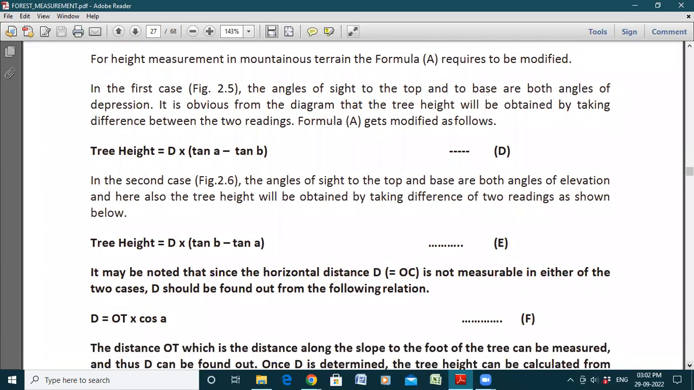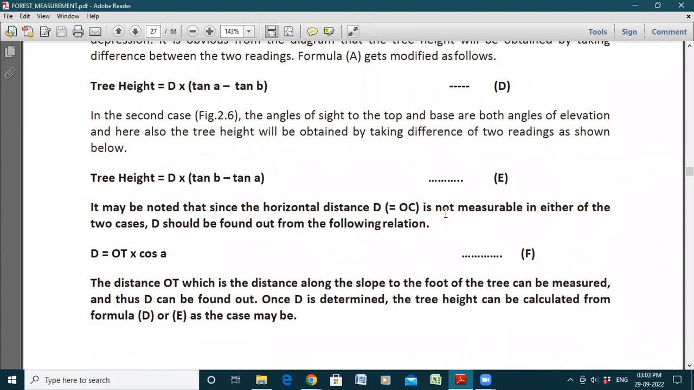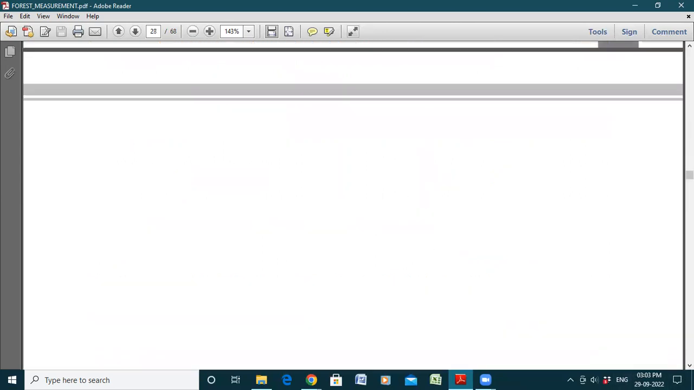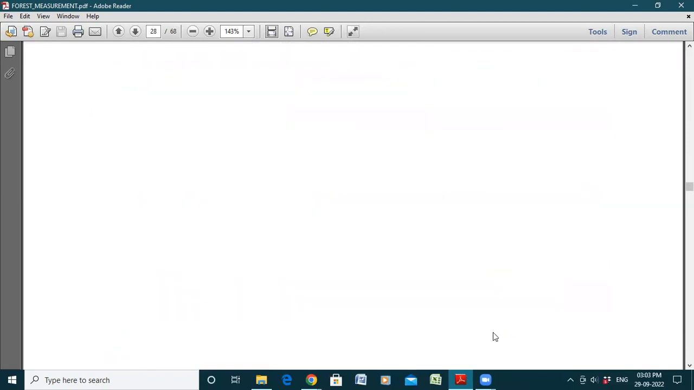It may be noted that since the horizontal distance D is equal to OC is not measurable in each of these two cases, it should be found out from the relation D is equal to OT into cos A. The distance OT, which is the distance along the slope to the foot of the tree, can be measured. So D can be found out. Once D is determined, the tree height can be calculated from formula D or E, whatever the case may be. Okay, so I hope what we discussed today about tree height is now clear to you.